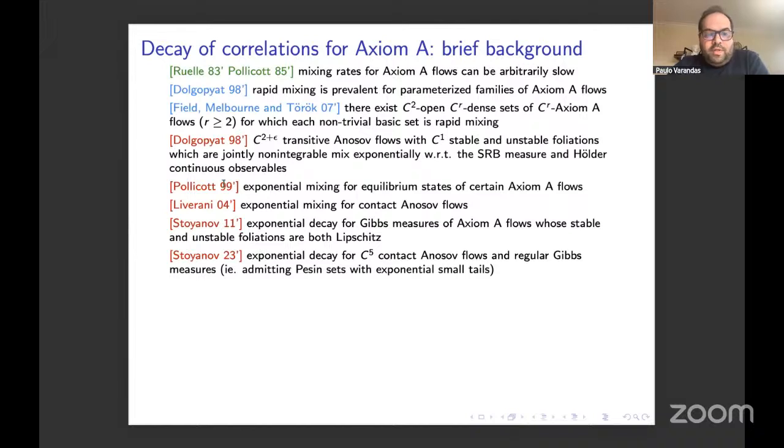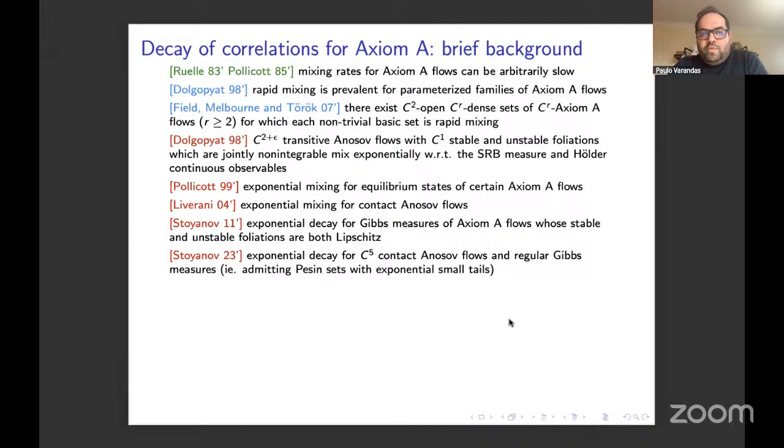Other results by Stoyanov give some conditions under which the equilibrium states can also mix exponentially. But in all of these results, these classes of flows don't form open sets of hyperbolic flows. So this is the C1 stable and C1 unstable foliations. This is a non-generic condition. Being a contact Anosov flow is a non-generic condition, and so on.